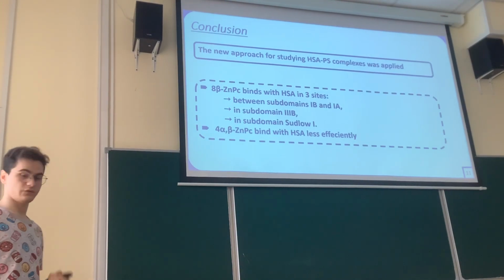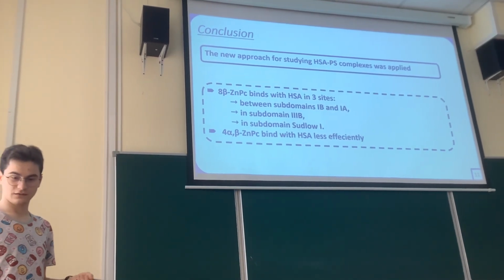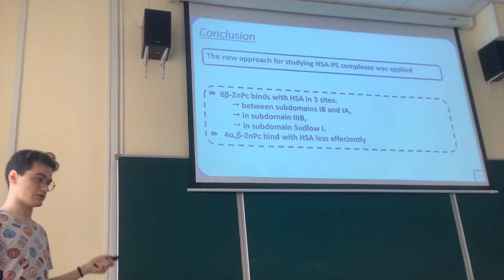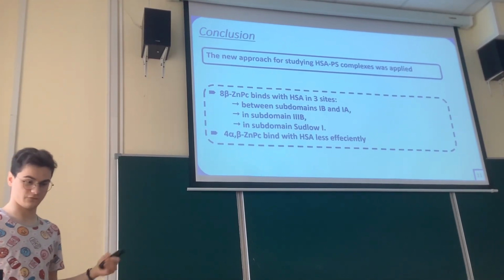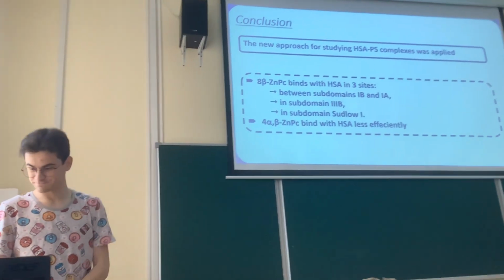So in this work, a new approach for studying HSA-PS complexes was applied. It was discovered that 8 beta binds with HSA in 3 sites, and 4 alpha and 4 beta are less effective in binding with HSA.